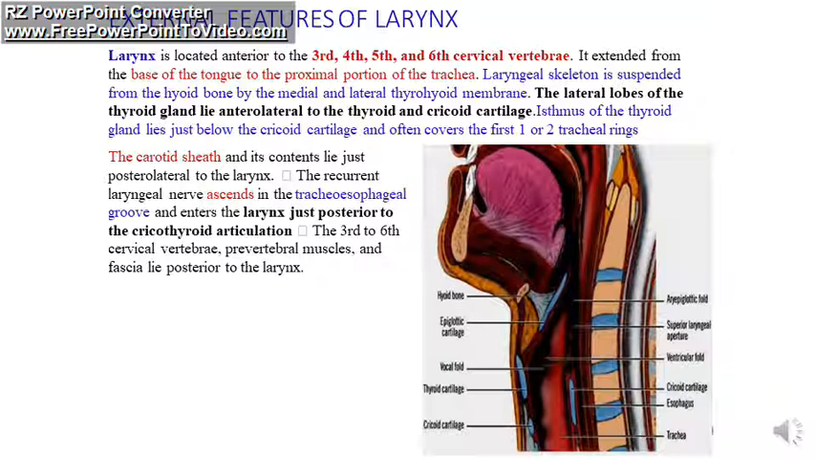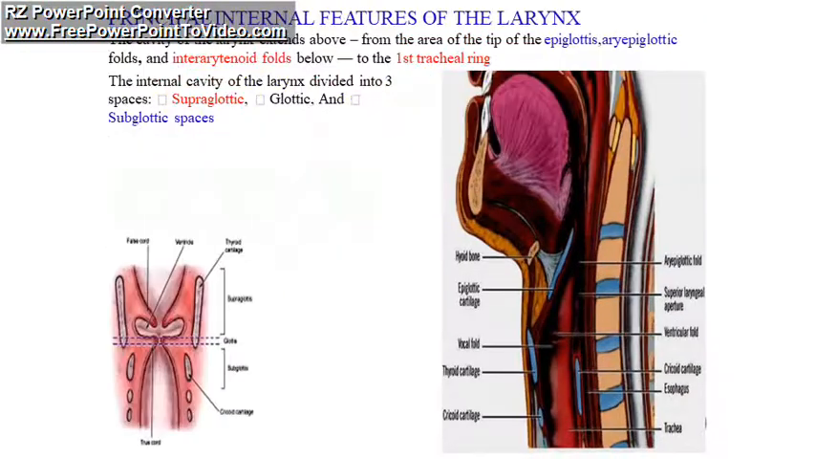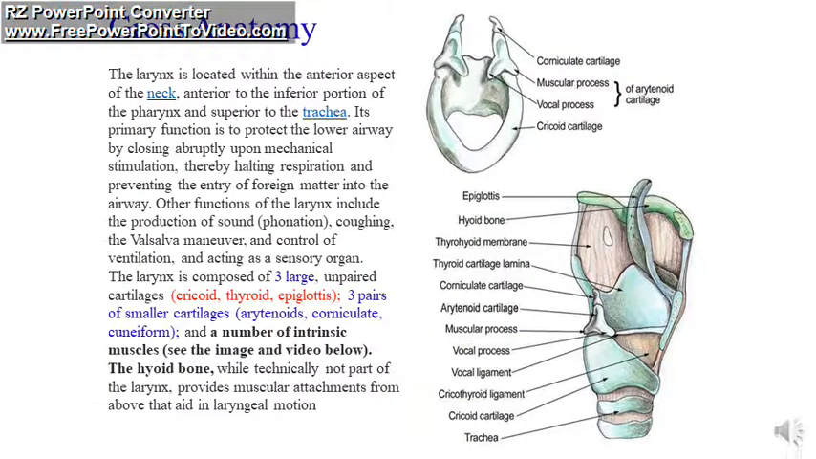And the lateral lobes of the thyroid gland lie anterolateral to the thyroid and cricoid cartilage. The isthmus of the thyroid gland is in the middle, forming the neck of the gland. The isthmus lies just below the cricoid cartilage and often covers the first and second tracheal rings. This is the tracheal ring. You see? Down the tracheal ring.